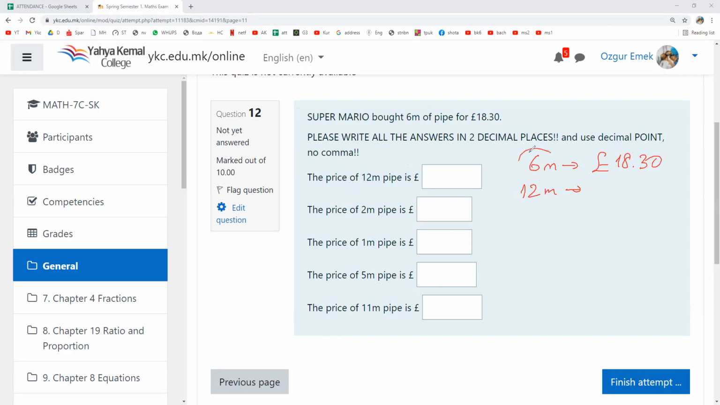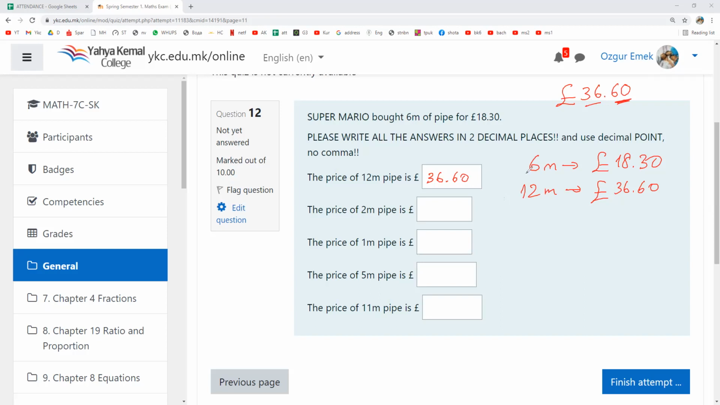The length is doubled, so the price will be doubled too. Multiply it by 2, you'll get 36.60, not 36.6. You never see an expression like 36.6 pounds. Maybe some people will make a mistake and not write it in 2 decimal places. It's nice to write in 2 decimal places. 36 pounds and 60 pence it is.